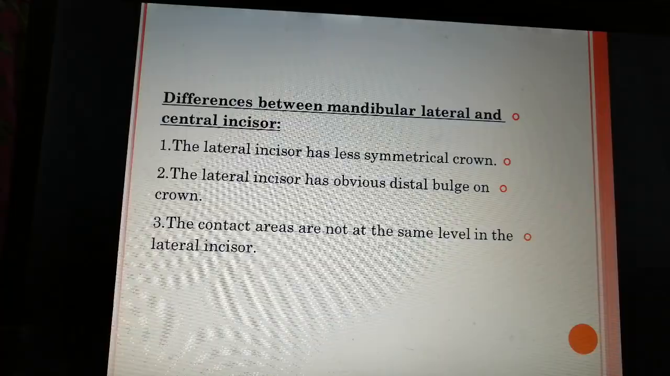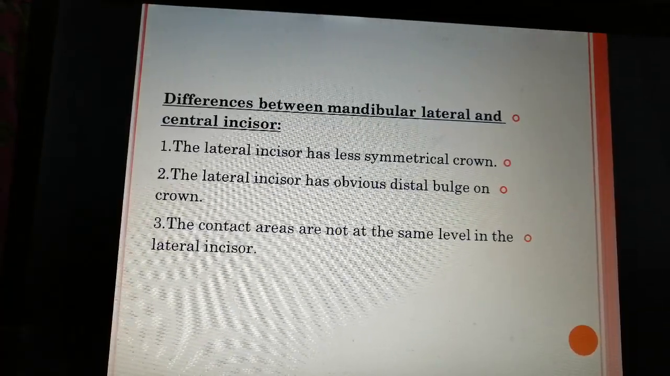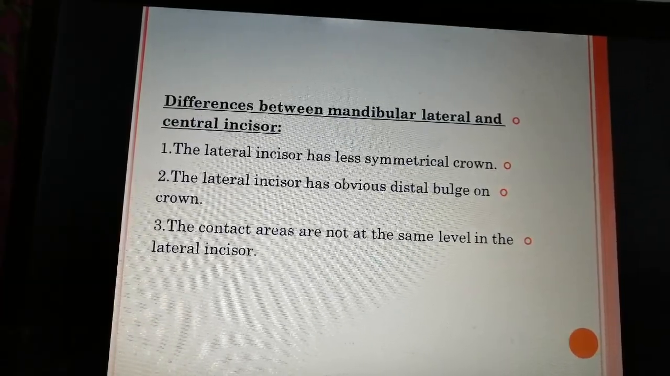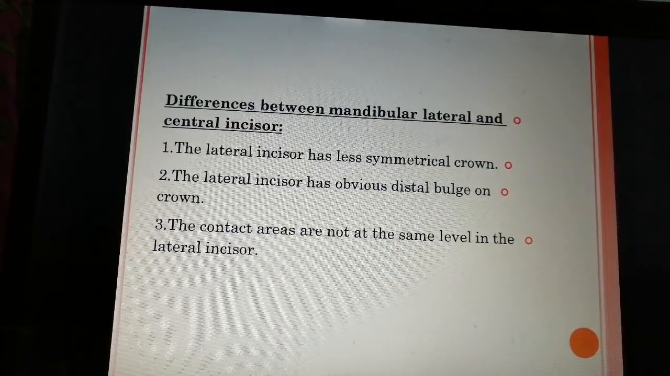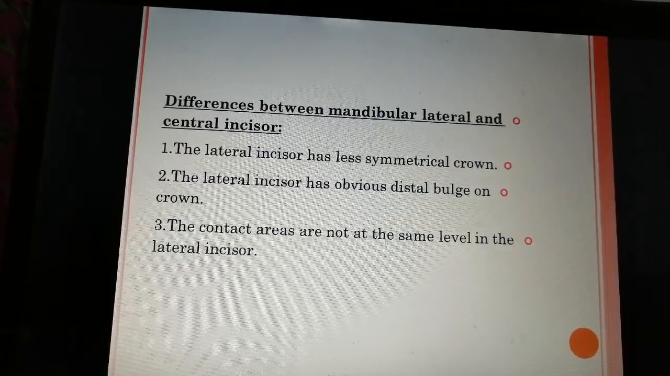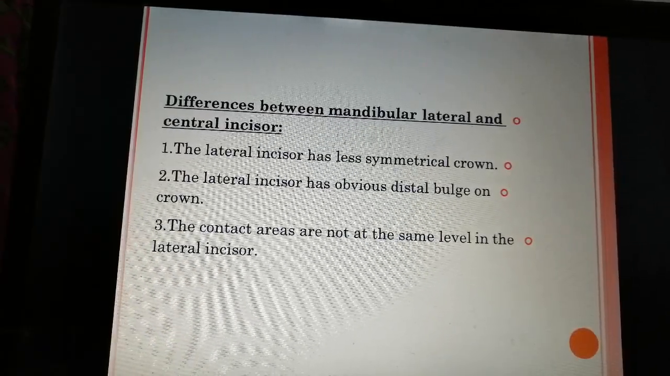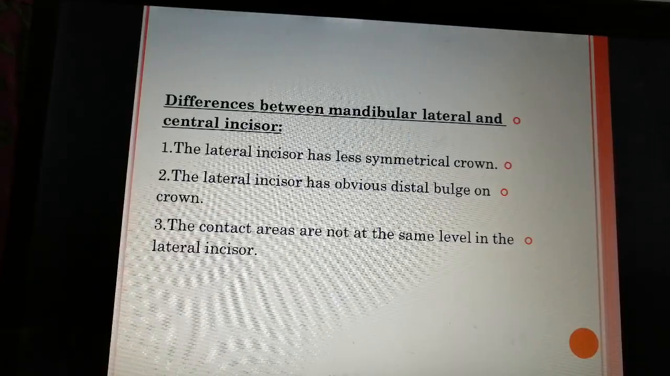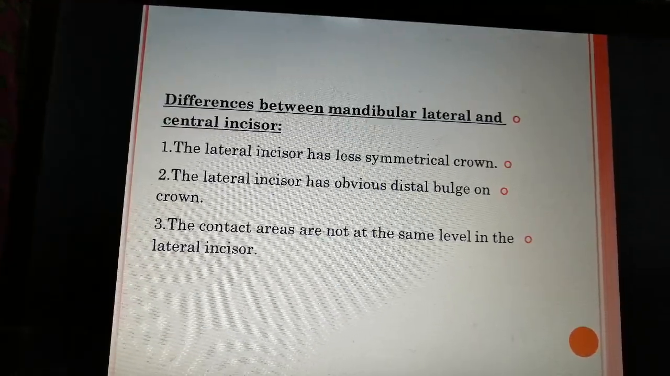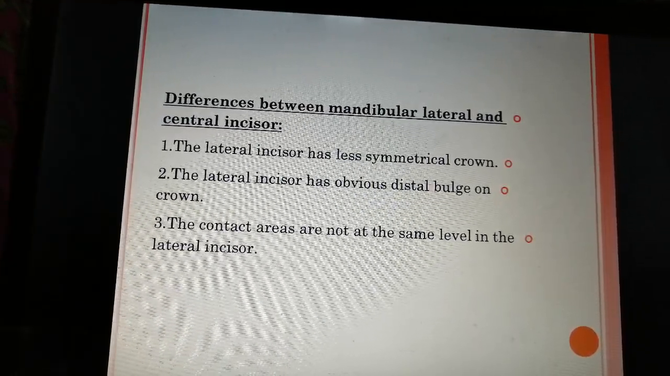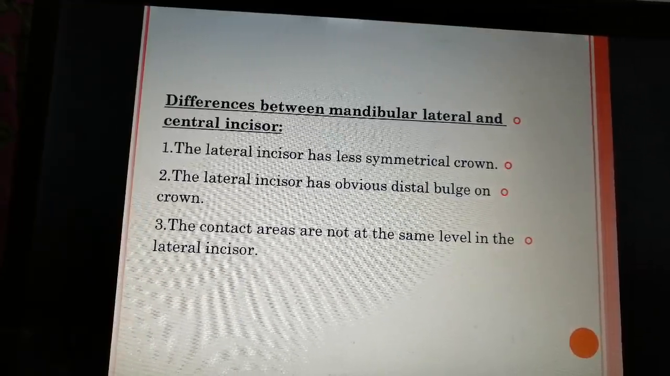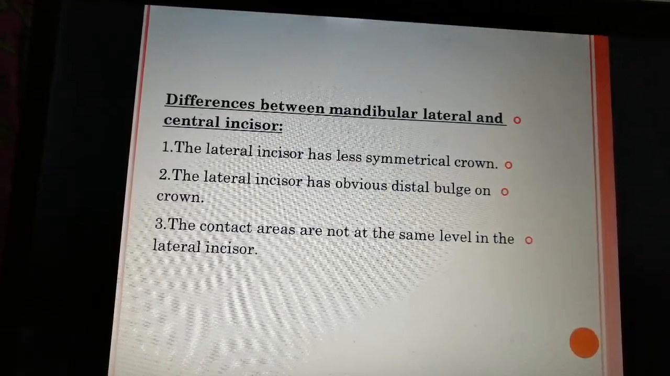Differences between mandibular lateral and central incisor. Number 1, the lateral incisor has a less symmetrical crown. Number 2, the lateral incisor has an obvious distal bulge on the crown. Number 3, the contact areas are not at the same level in the lateral incisor.